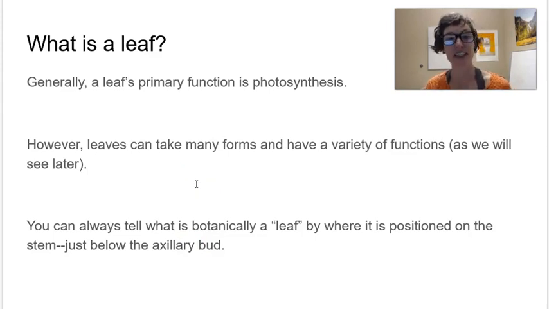So, leaves, their main objective is generally to photosynthesize. However, plants adapted to stressful environments or with particular environmental pressures might have to use their leaves to do something else, and then some of their other tissues will become leaf-like, usually stem tissue. So, leaves can take many forms and have a variety of functions, as we'll see. You can always tell what is botanically a leaf by where it is positioned on the stem, which is going to be just below the axillary bud. So that position in the node is going to be your way of figuring out, is this a leaf or is this not a leaf? And this only works for angiosperms.